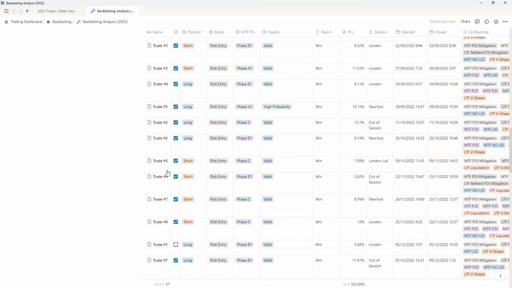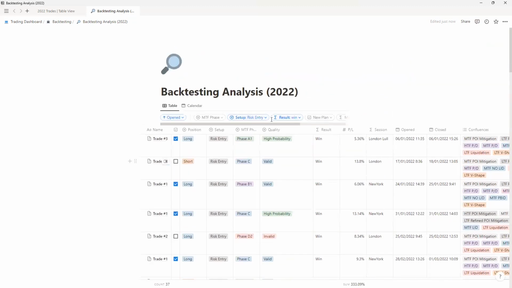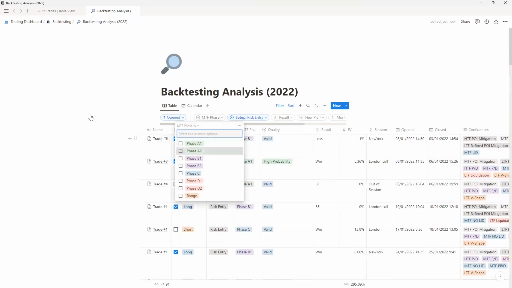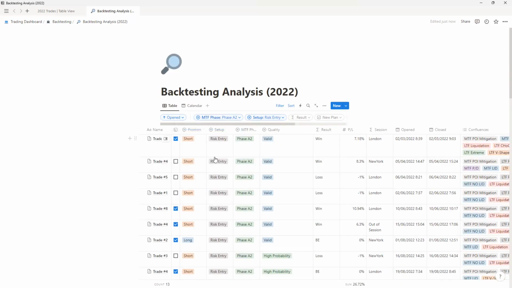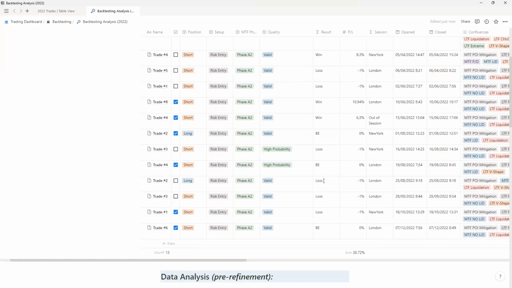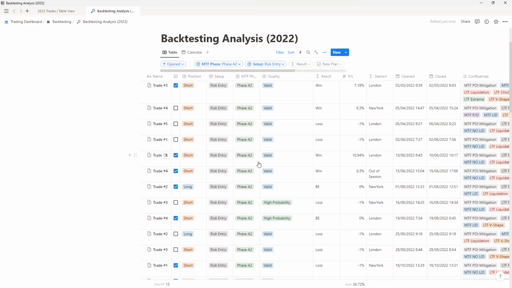Well, again, we're going to go straight back up to our filters. We can get rid of the result as win, and we can change our medium time frame to A2. So now we have all of our risk entries in phase A2. So you can see we've got 13 trades, 26.72. Now, what I like to do at this stage is actually get out a pad of paper and a pen, and I make a little tally list. And what I like to do is I split it between wins, losses, and break evens.